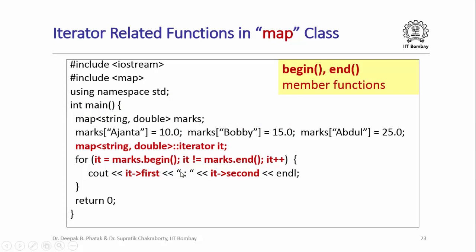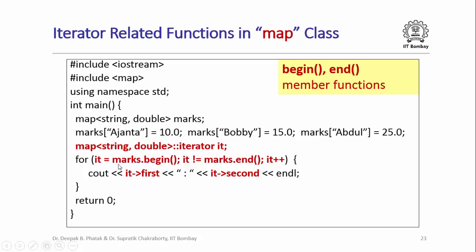Now we've already studied about iterators. So in the map class also we can have iterators, and here are some iterator related functions in the map class. For example, I could have begin and end member functions, and here's a simple program where I've declared a map which has key type string and value type double, and then I have initialized this map object in this manner. I have said marks of Ajanta is 10, marks of Bobby is 15, and marks of Abdul is 25. And now I have created an object IT which is an iterator of the map with key type string and value type double, and I'm going to use this iterator to iterate through this map.